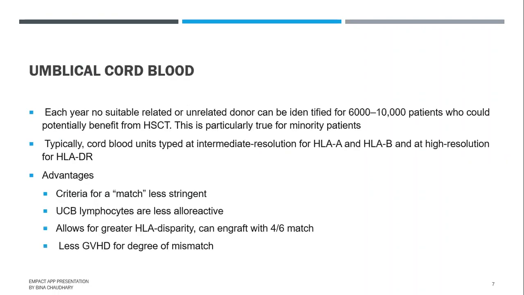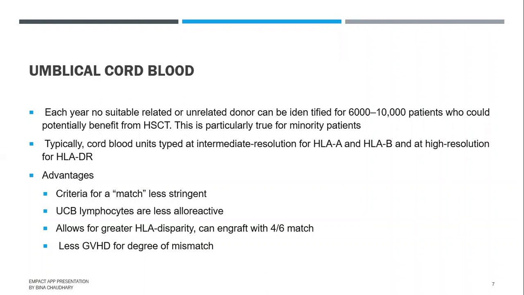Umbilical cord blood. We can see lots of unrelated donors that can be identified for almost 6,000 to 10,000 patients who could potentially benefit from hematopoietic stem cell transplantation. That is not particularly true for minority patients. Typically, cord blood units are typed at intermediate resolution for HLA-A and HLA-B, and at high resolution for HLA-DR.